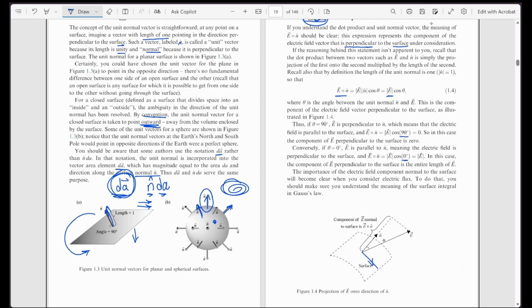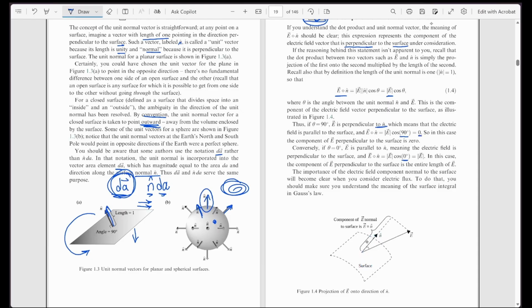Let me point in the other direction. If it's 90 degrees, it's perpendicular to n, which means the electric field is parallel to the surface. So this is our surface, and the electric field is parallel to it and perpendicular to n. So there is no component of the electric field on n. The dot product will be 0.